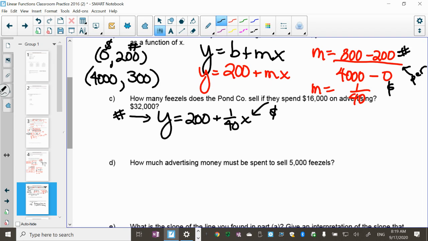I can say, how many feasels does the Pond company sell if they spend $16,000 in advertising? Where are you going to put the $16,000? In the X spot. Go ahead and do it and tell me how much the cost is. So put the $16,000 in there, and then I ask you about $32,000. So do them both and tell me how much it's going to cost in advertising. Once I know the relationship, that's pretty easy. Whenever anybody gets the first one, please tell me.